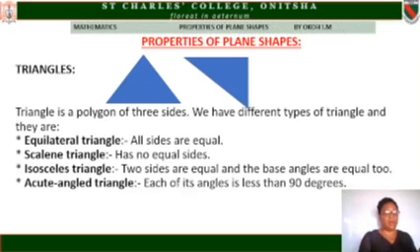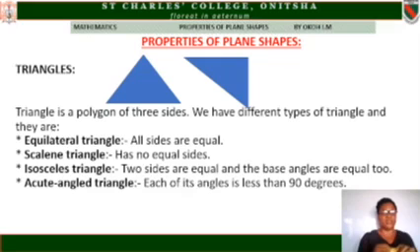Then we have another one that we call the isosceles triangle. In an isosceles triangle, 2 sides are equal. This side is equal to this side. And we say also that the base angles are equal. This angle here is equal to this angle here. Also, we can equally classify triangles based on their angles.